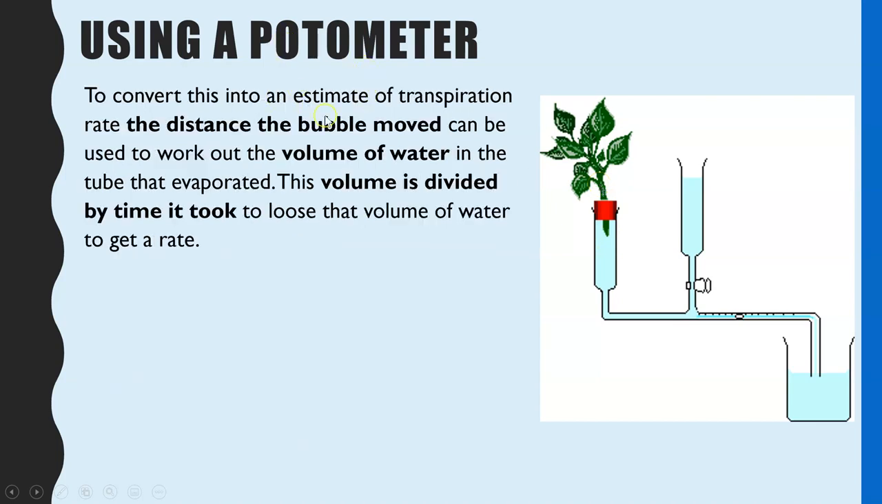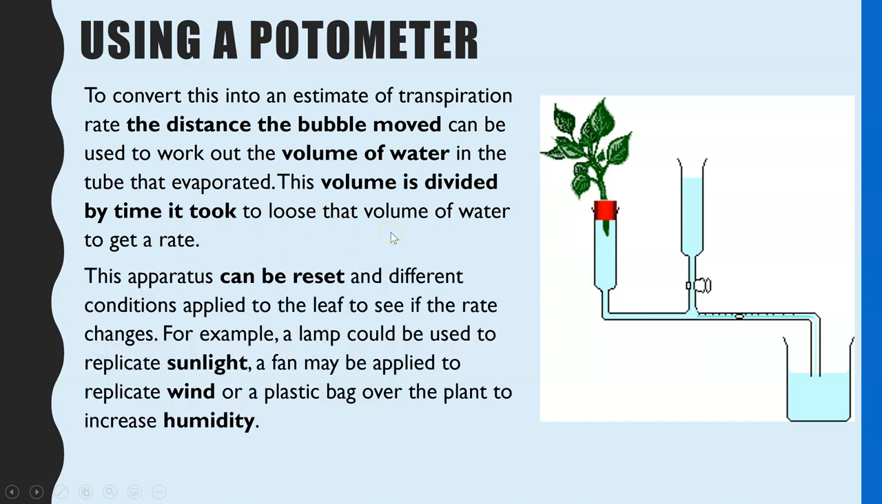So to convert this into an estimate of transpiration, the distance that the bubble has moved can be used to work out the volume of water. So you would need to know the volume of a cylinder to be able to work out the volume of water that has moved, and then you would divide that by the time it took for that water to travel.